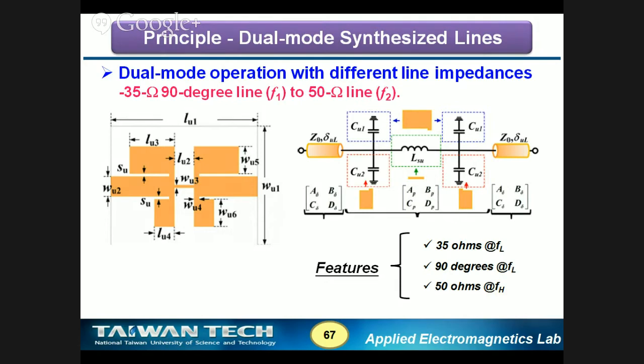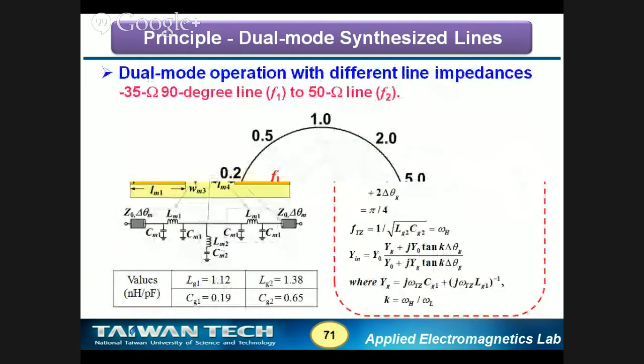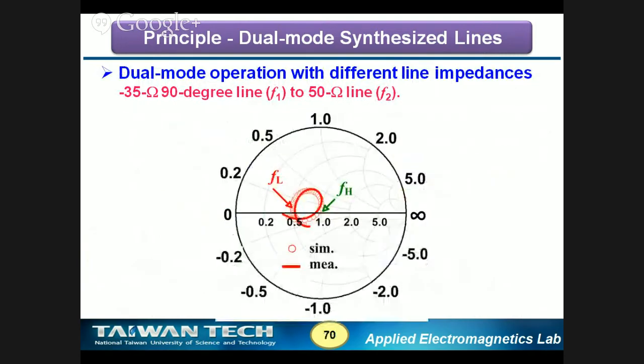Anyway, as long as you have a topology in mind, and we have some features or conditions, we can solve the equations. For these cases, these are the responses for this line. For the low band, with a system impedance of 35 ohm, it is a perfect match. And for the high band, 50 ohm, still a perfect match. This is the input reflection coefficient. For the high band, it matches to 50 ohm. For the low band, it is almost 0.5.